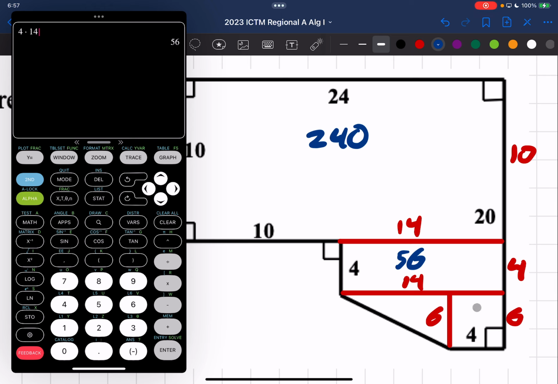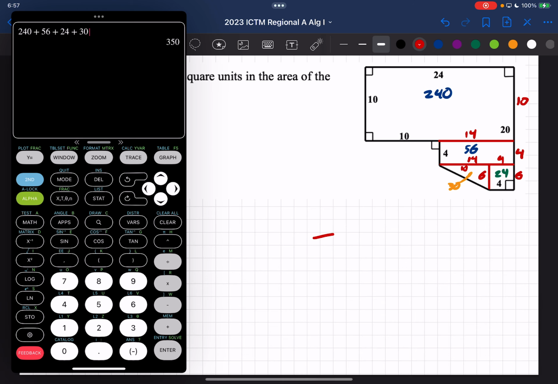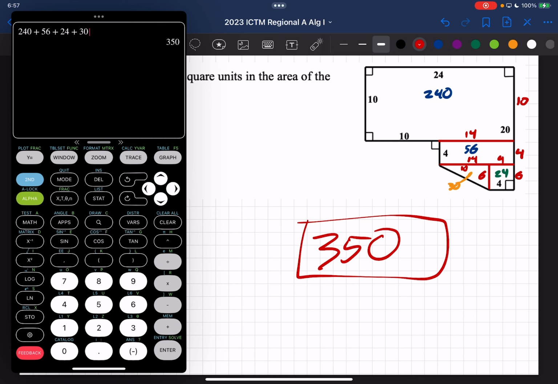All right, here, now let's remind ourselves that this right here is 6 times 4, so this is 24. Now, this whole length is 14, but this length right here is 4, which means this part of our triangle is only 10. So we have 10 times 6 is 60, but it's a triangle, so we multiply by 1/2, and so this is 30. So now we take 240 plus 56 plus 24 plus 30, and we get 350 as our area of this entire region.